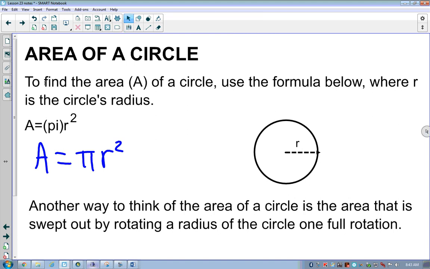I don't know if I can do it. So imagine taking this all the way around, and you took that length all the way around that circle. That would give you the area. Okay? Questions?